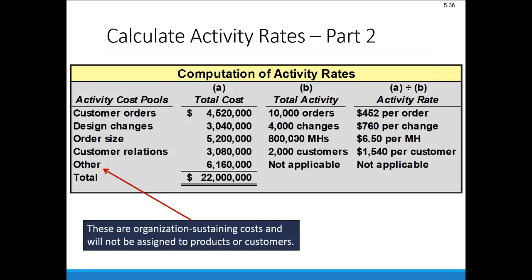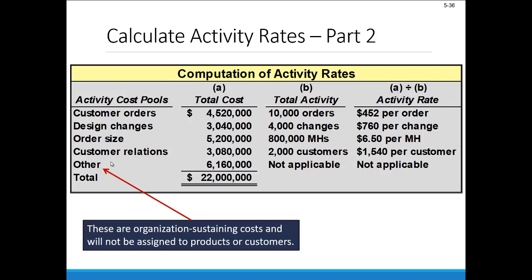Order size cost pool had $5,200,000 assigned to it. We'll divide that by the 800,000 expected machine hours across production, and there's a rate of $6.50 per machine hour. And then finally, customer relations, $3,080,000 assigned to that cost pool. We'll divide that by the 2,000 customers we expect to be serving here, and there's $1,540 per customer.